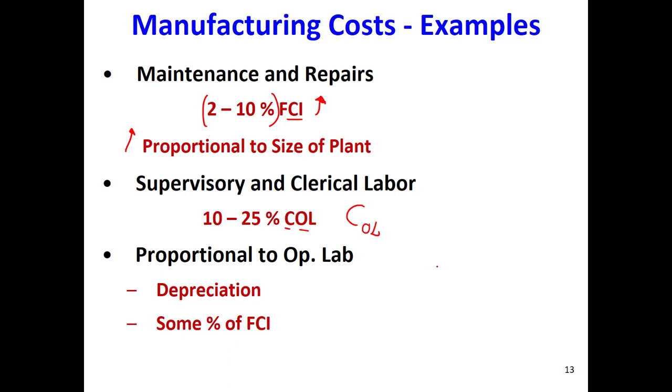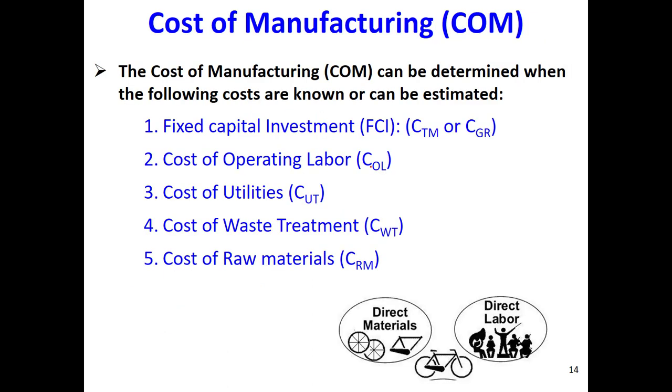Proportional to operating costs, some other costs are also proportional. So is operating labor, so that they can depreciate, and they are all a function of fixed capital investment. Okay, as you see, fixed capital investment. Then, some additional information about the cost of manufacturing.